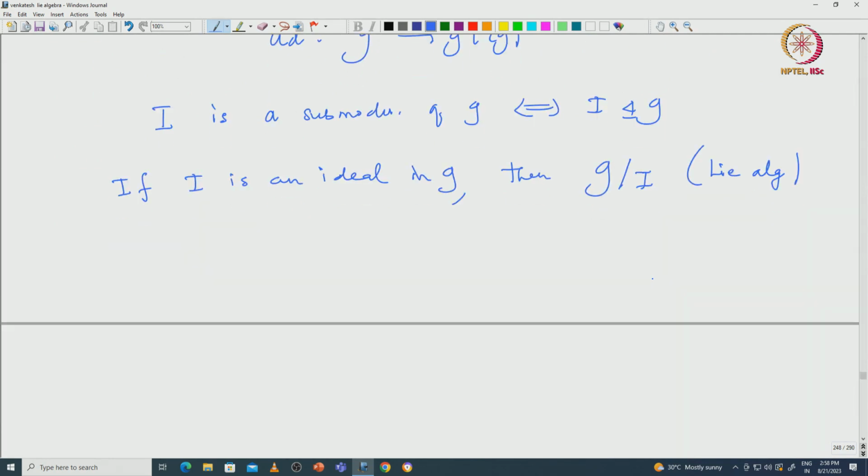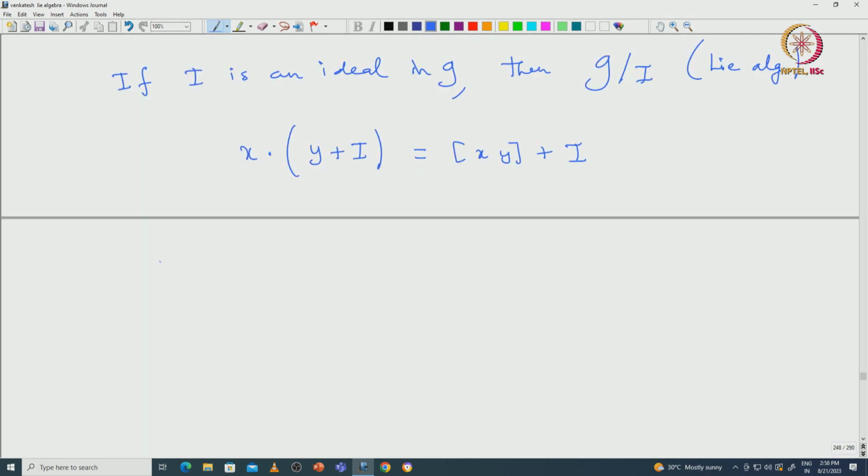So, what is the action? If you think about it, the action is given by x dot y plus I, which is the coset, and it is just given by, again using the adjoint action, x y plus I. This is the action that makes it work. So, G acts on G mod I via star.